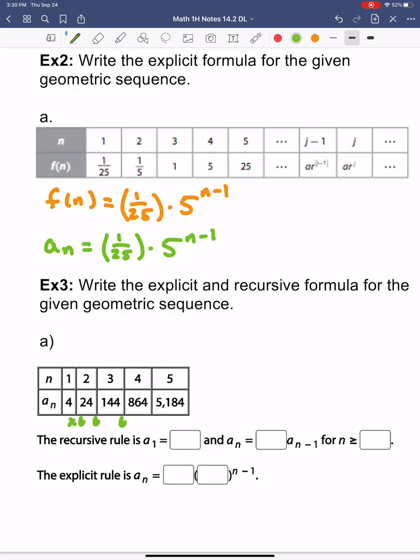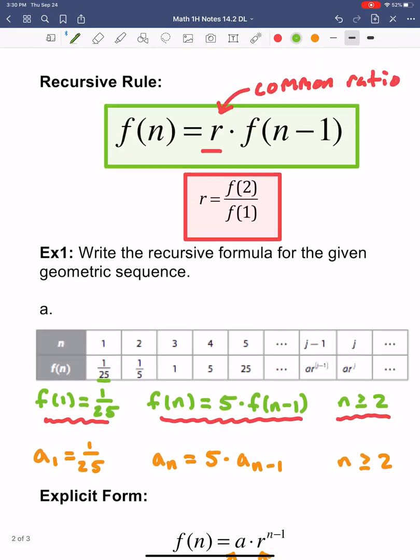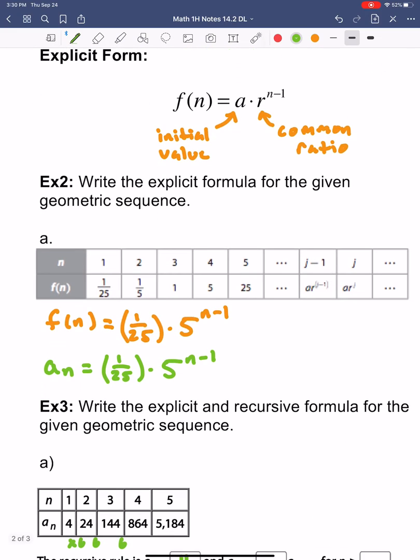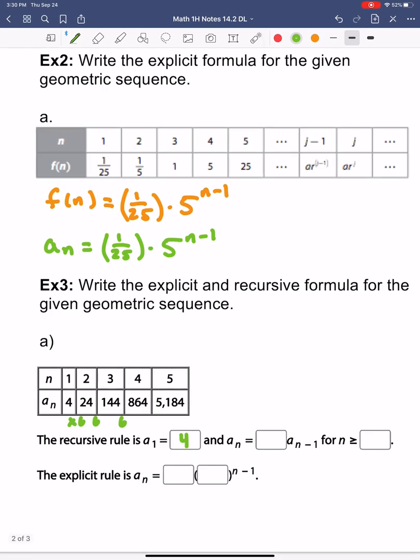It says the recursive rule is A1 equals, well, the first term here is 4. And then it says an equals blank times an minus 1. Well, remember, when we're doing the n minus 1, they're looking for whatever r is here. So that needs to be whatever r is. And in this case, we can see that r is 6. And then we said this is for n is greater than or equal to 2. And that's just going to stay the same for all of those. So that's the recursive rule.